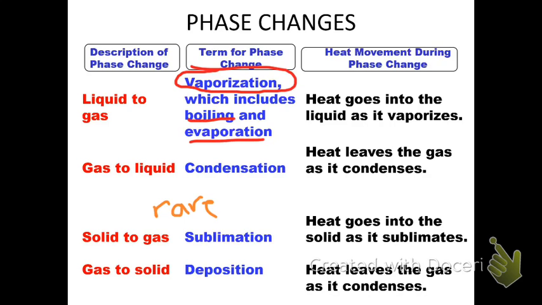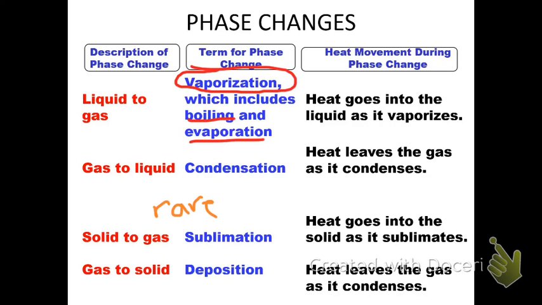The first one, solid to gas. So that means you have a solid and it directly goes into a gas. That's known as sublimation. So if you've ever seen dry ice, it's just solid CO2, you can actually see the gas coming off of this. Carbon dioxide is a classic sublimator. Heat goes into the solid as it sublimates.